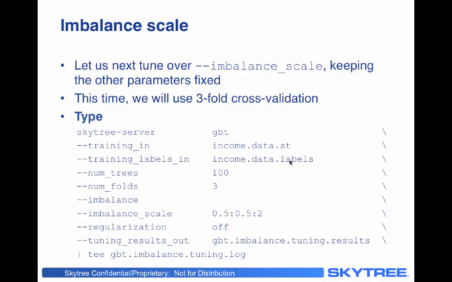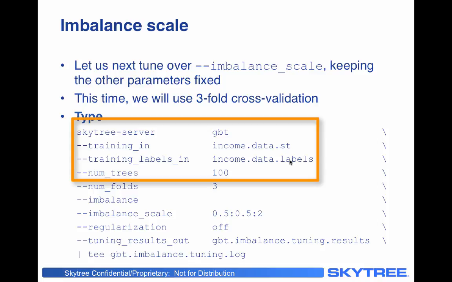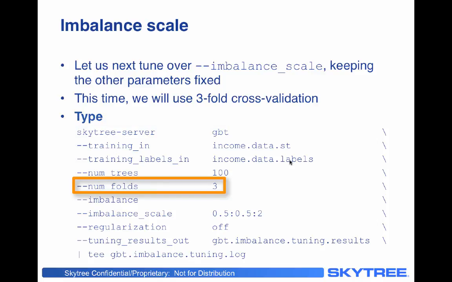Let's next give a run for tuning over the imbalance scale. We will begin by specifying the GBT option, then the file names for the training data and training labels as usual, and use a fixed number of trees. To do the evaluation for the tuning runs, we will use cross-validation this time. So previously we used the holdout ratio option to pick a random holdout set for evaluation, but this time we're specifying the num folds option to use 3-fold cross-validation.